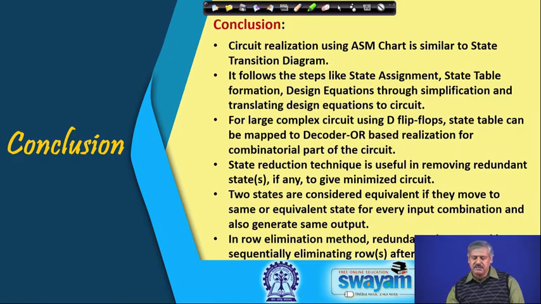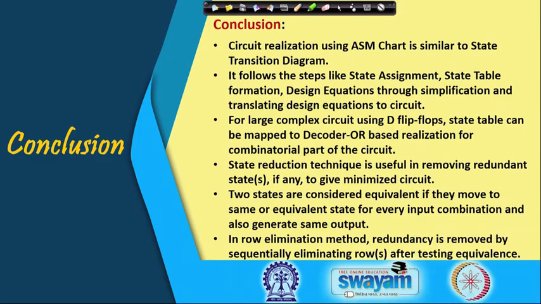The state reduction technique is useful for removing redundant states, and two states can be considered equivalent if they move to the same or equivalent state for every input combination and also generate the same output. Both are required. In the row elimination method, redundancy is removed sequentially by eliminating rows after testing equivalence.